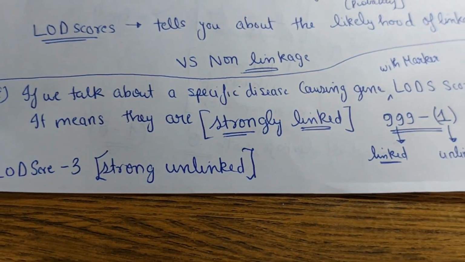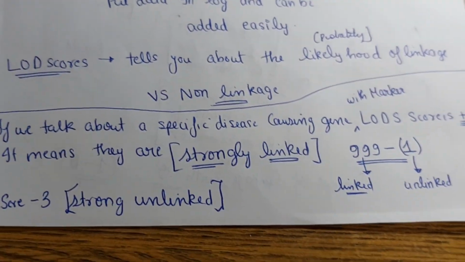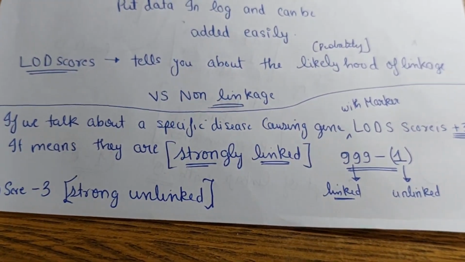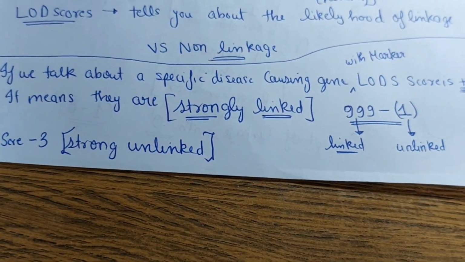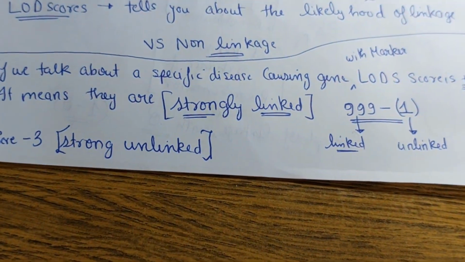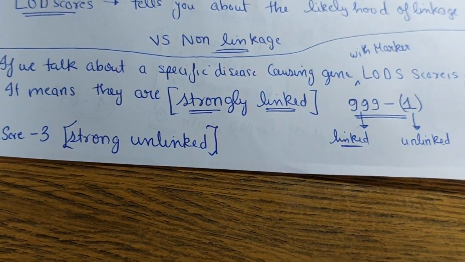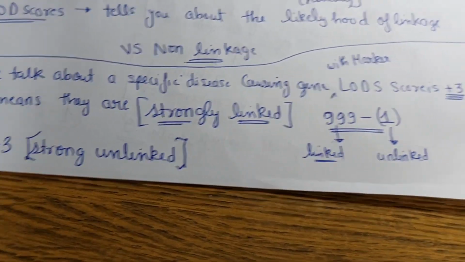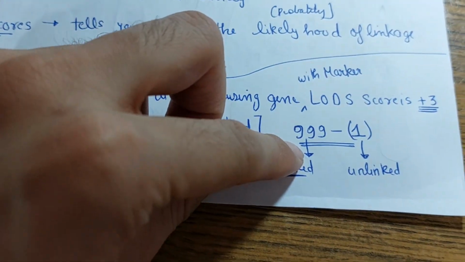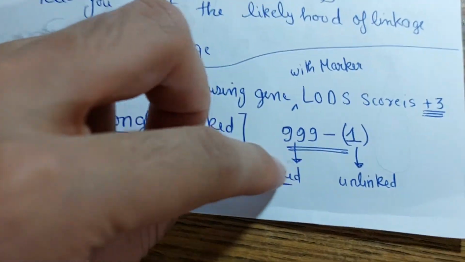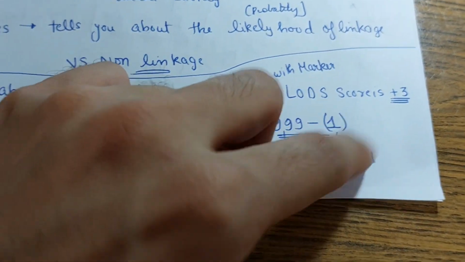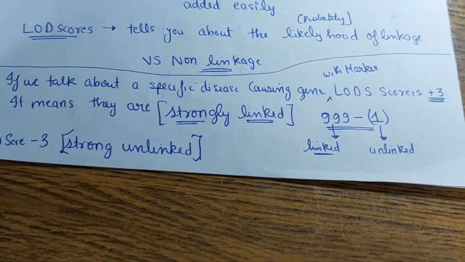If we talk about a specific disease causing gene and a specific marker associated with it, and we come to know that the LOD score is +3, it means that this specific disease causing gene and the specific marker which we are considering are strongly linked. Or if there are 1000 babies, 999 babies will have this gene present, whereas one will miss out because recombination will take place. So this means that they are strongly linked.